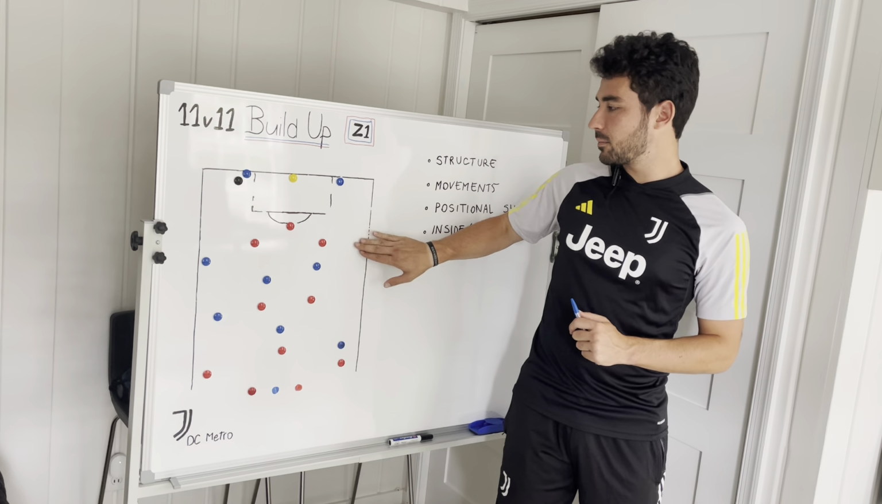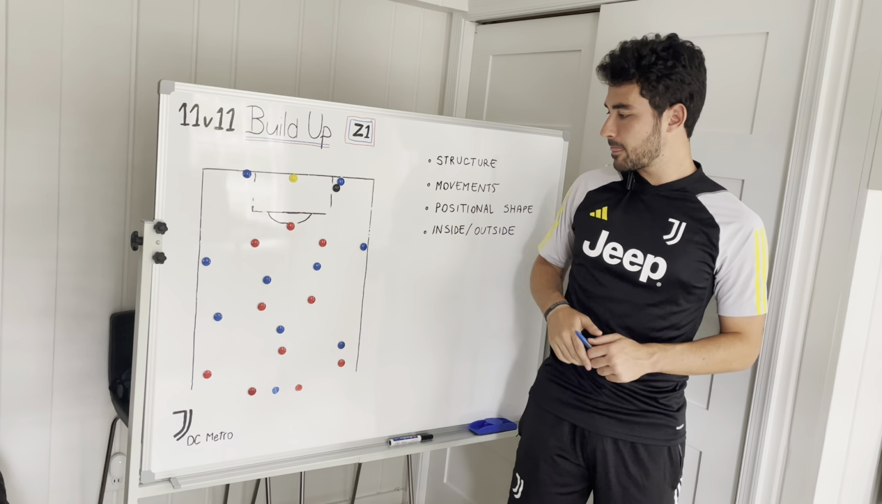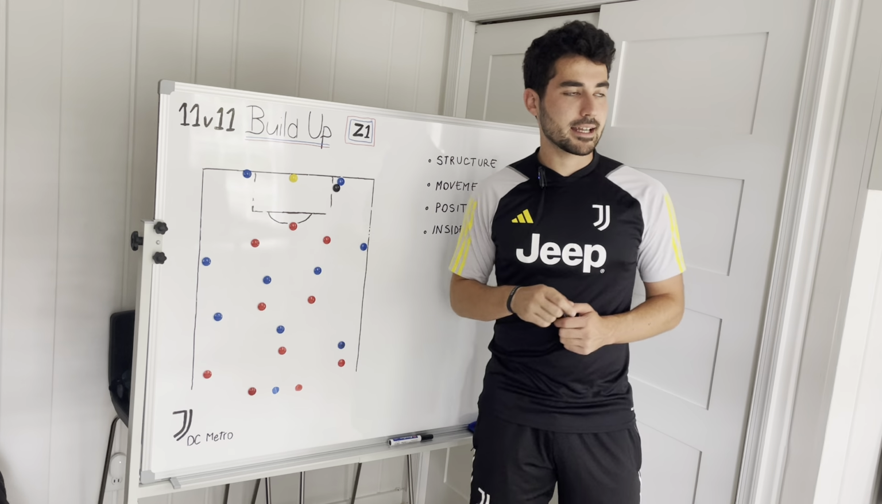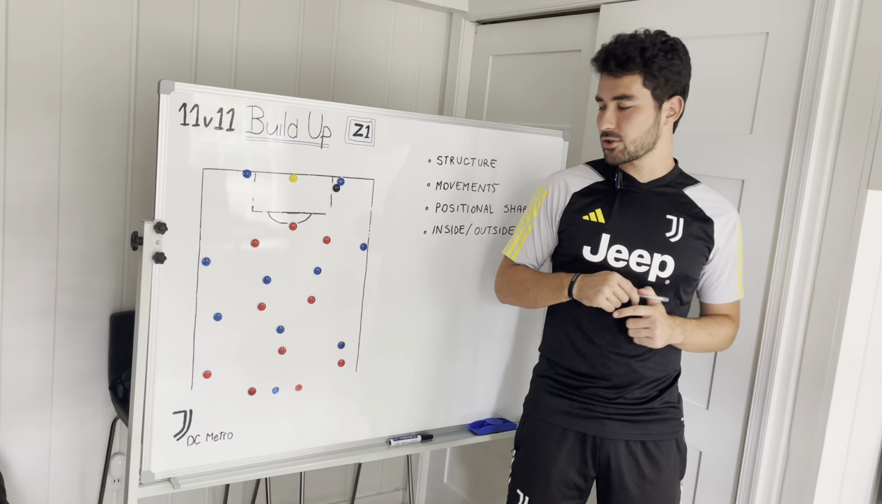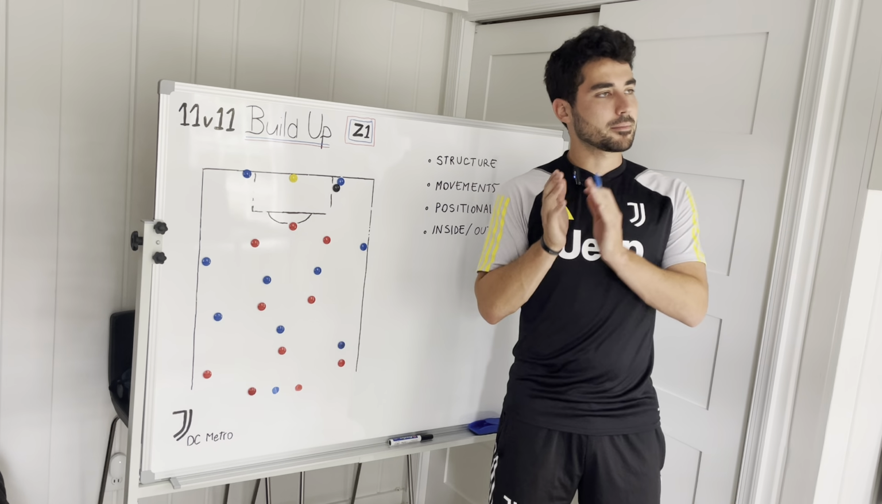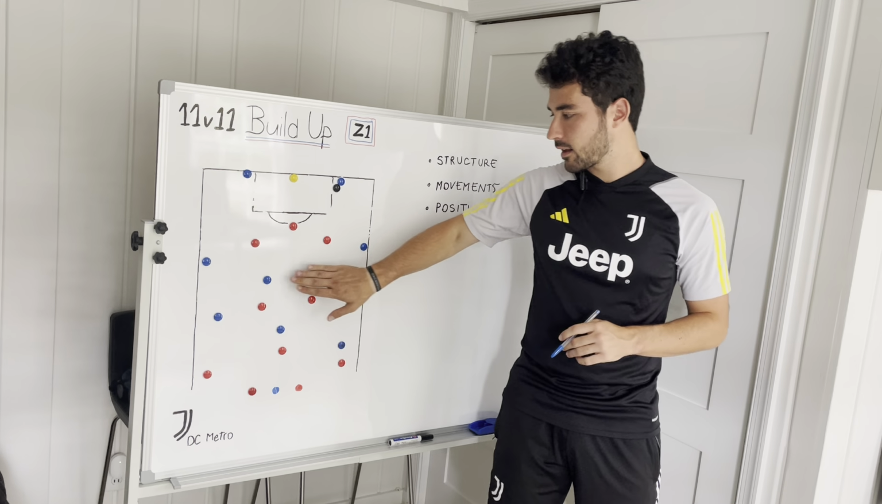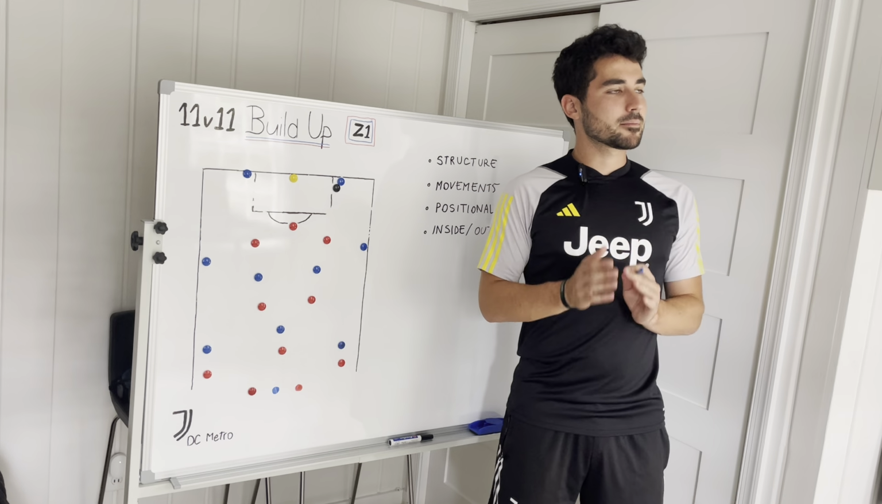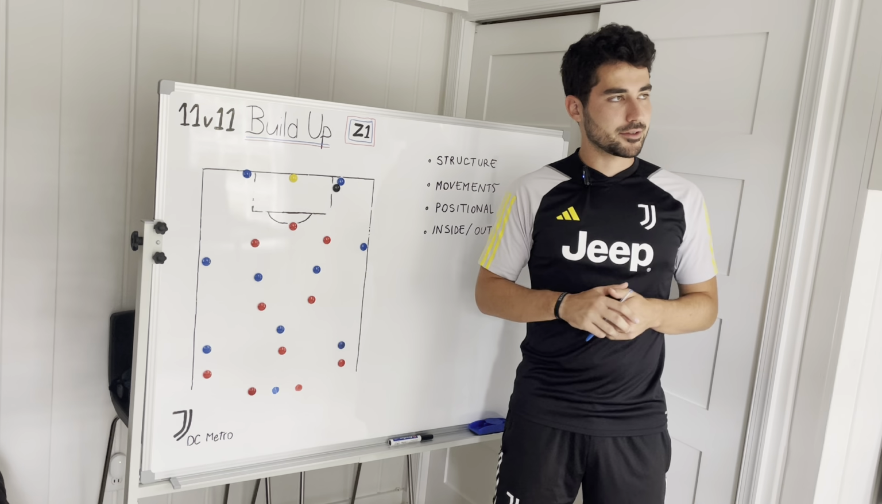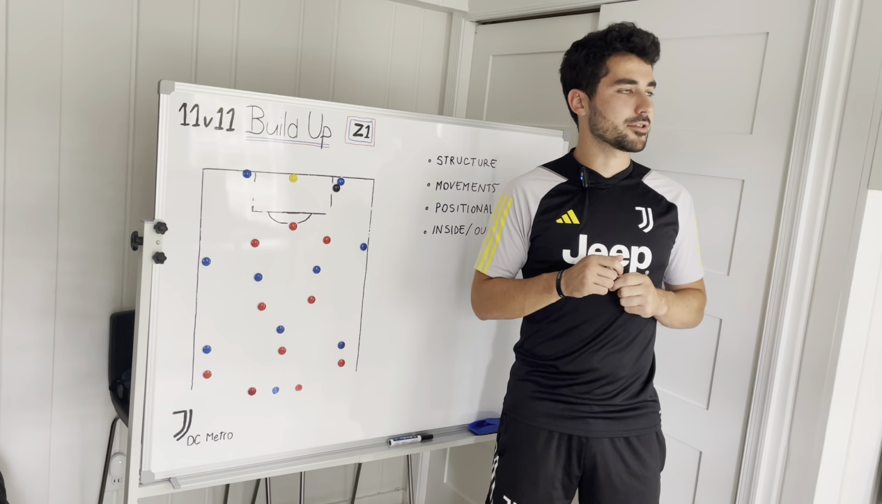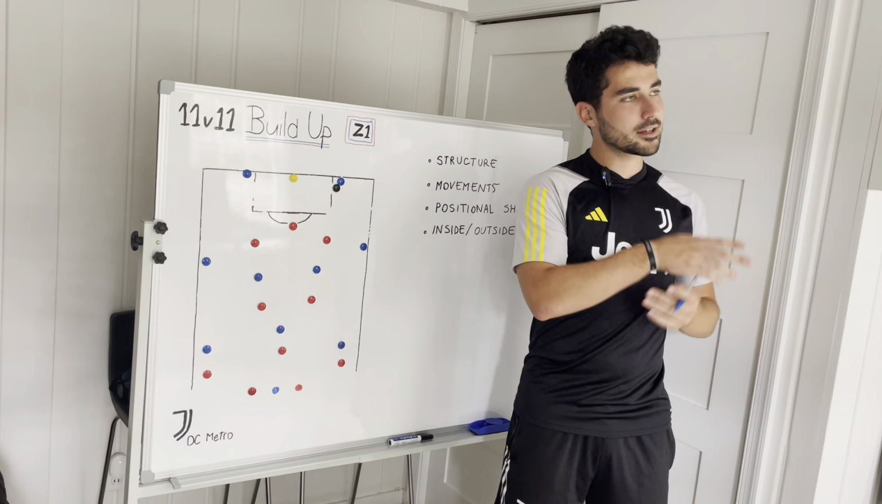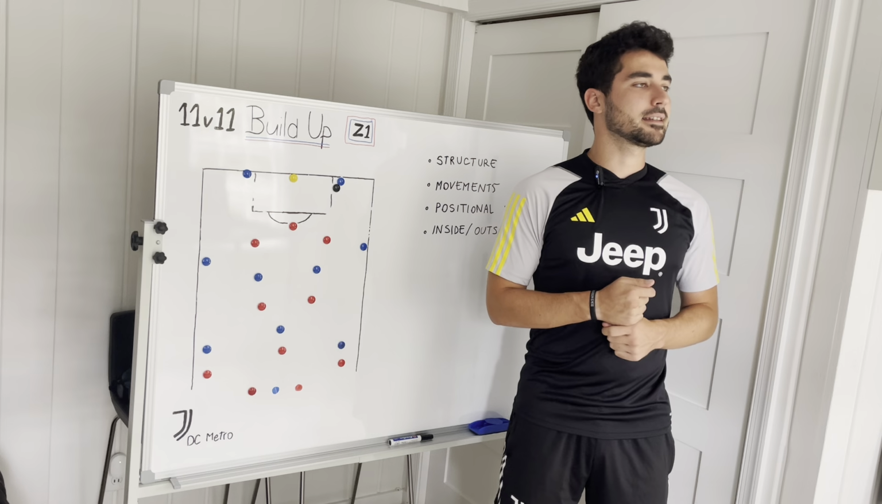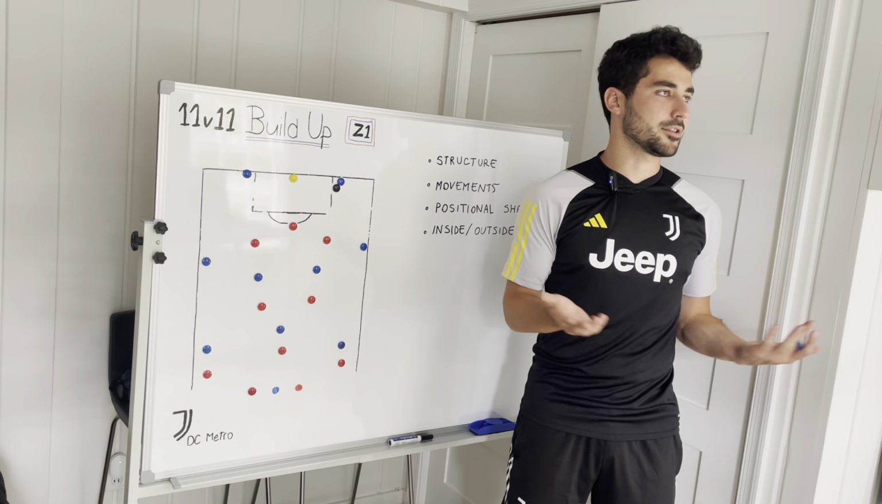Last two things that we will be addressing in this video. First is the inside-outside relationship, which is something that we touched upon before. As we build out of the back, it is important that we use all 5 channels. If you're not sure what the 5 channels are, you can take a look at our mesocycle that explains into details the 5 channels of the field.